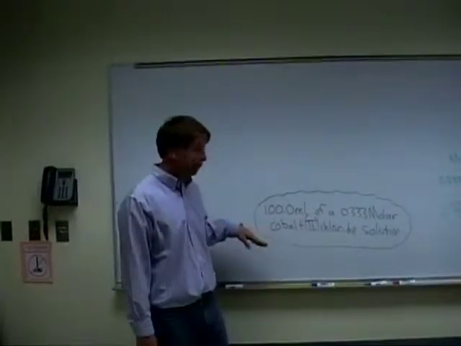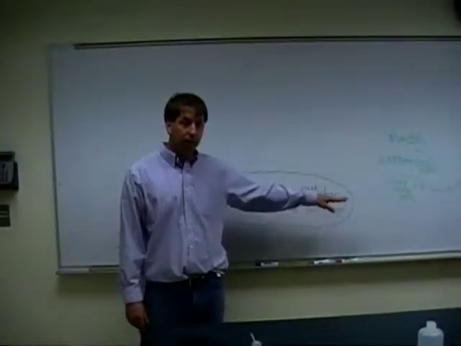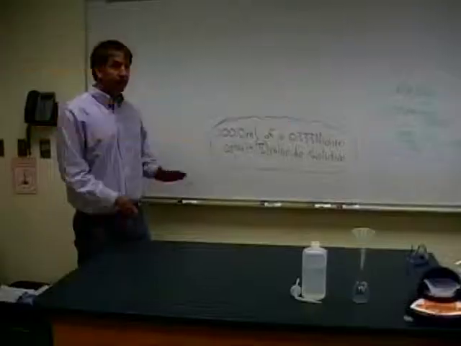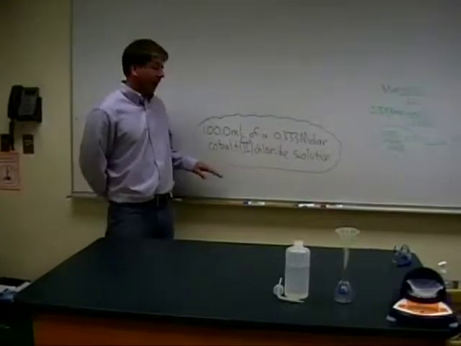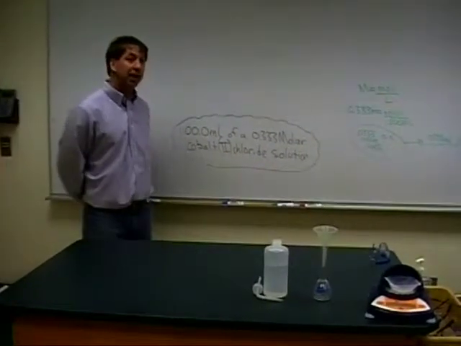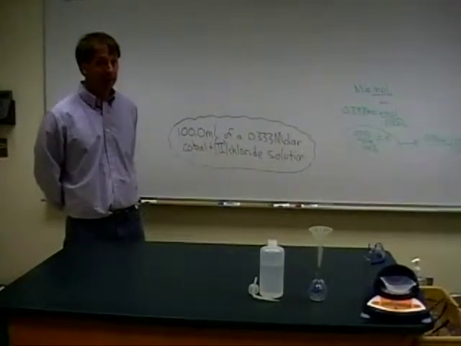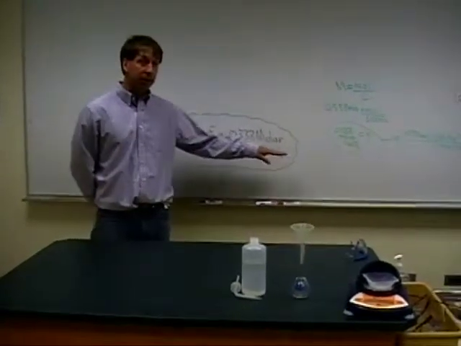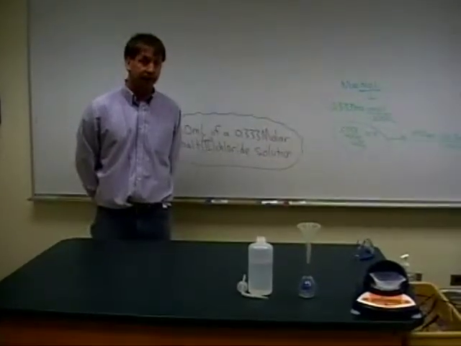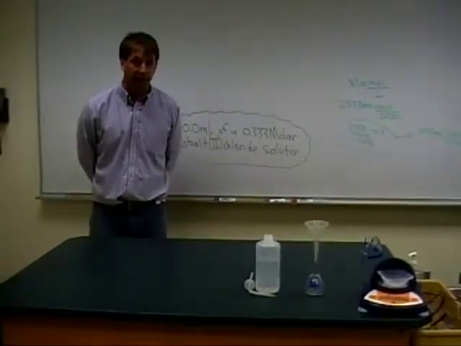Of a 0.33 molar cobalt(II) chloride solution. How do we make the solution? We might want to know how to make a solution, and a problem could ask you, could you make 100.0 milliliters of a 0.333 molar cobalt(II) chloride solution? So how on earth are we going to solve this problem?